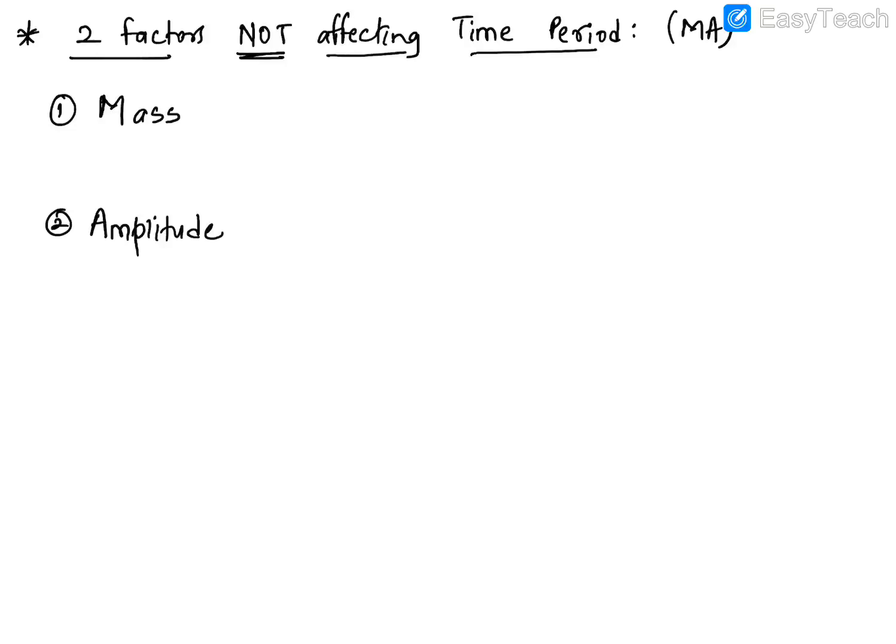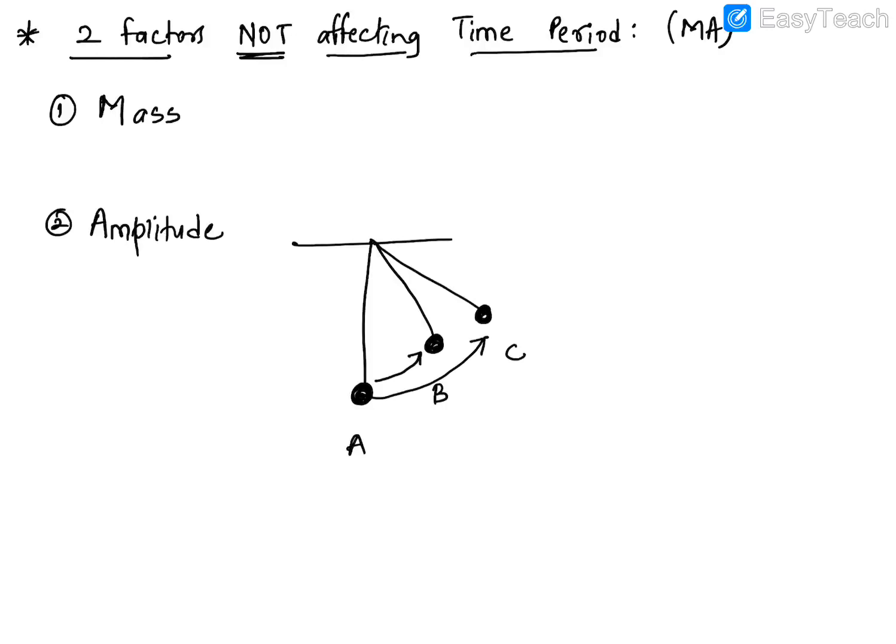Now you may be wondering how come amplitude does not affect? That's because, let's say this is your mean position A, and from here you are pushing the bob till B, and there is another option, say you are pushing it till C. So here it is A to B and there it is A to C. As we see, when the bob moves from A to C, it is obviously going to cover more distance. So ideally it should take more time.